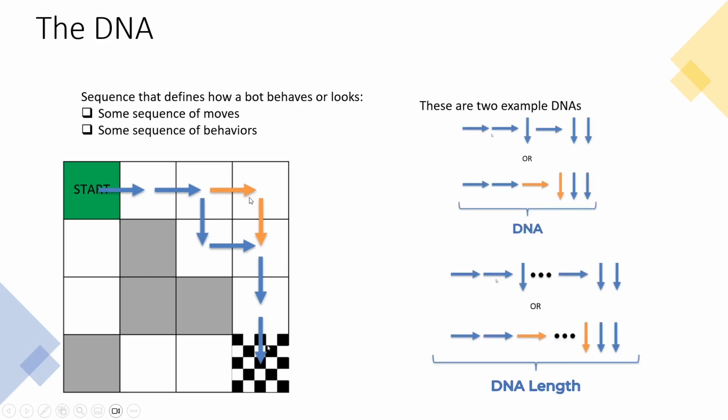And there is a concept called DNA length. You see, we have 6 moves here, and we have 6 moves here as well. But the bot could go right, right, right, down, left, right, down, down. In this case, the DNA length could be different. So there is this concept called DNA length as well.